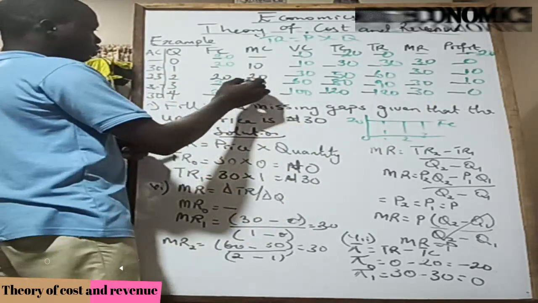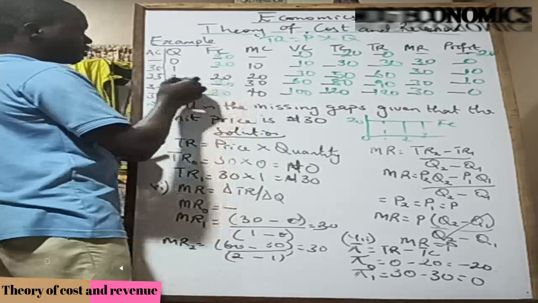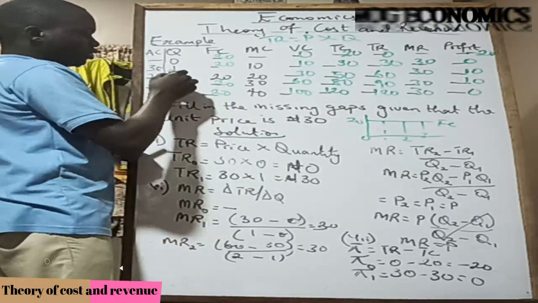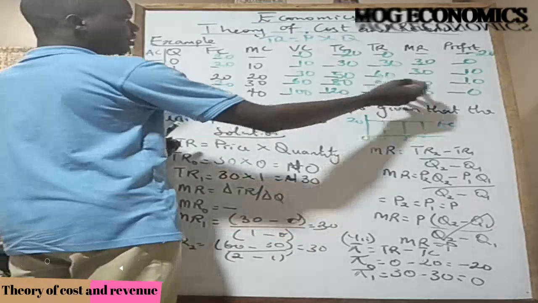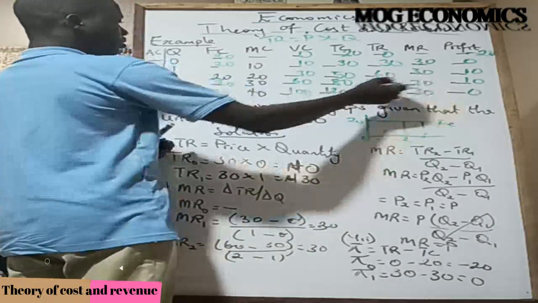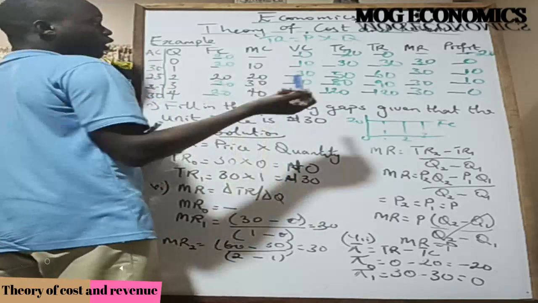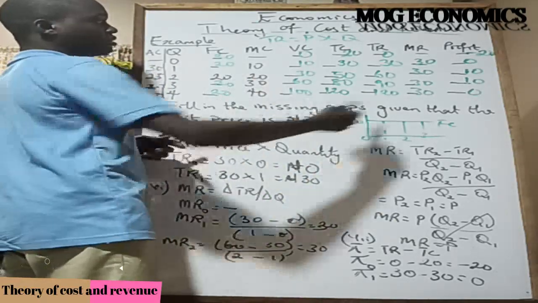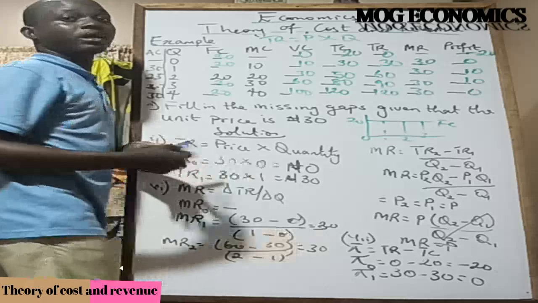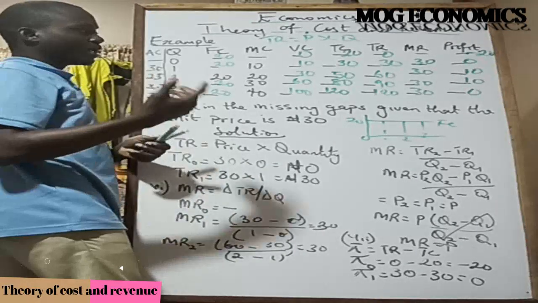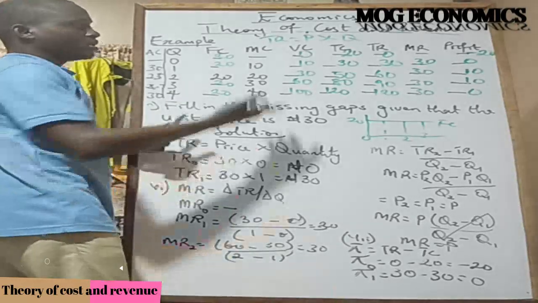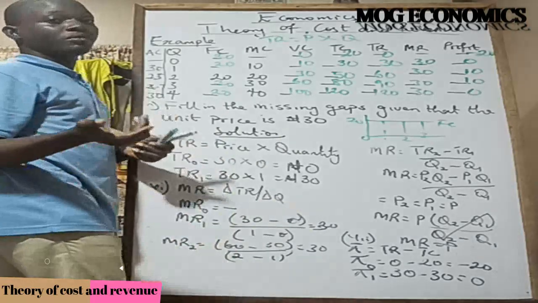So the output where profit is maximized is output 3, right? Profit is maximized at output 3 because its marginal revenue at that point is equal to its marginal cost. But you could say output 2 and 3, since the profit made for both of them is just 10 naira. Theoretically speaking, it's going to be output 3, but you can just say output 2 and 3, since that is where the highest profit is made, right?